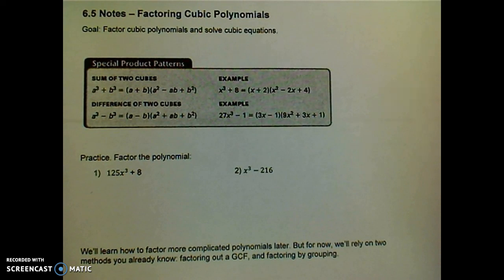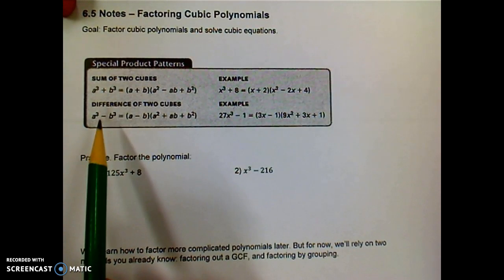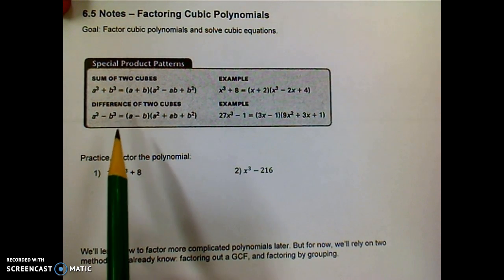Today we're going to look at factoring cubic polynomials and using those skills to solve cubic equations. The very first issue we're going to take a look at is a couple of special product patterns. One of them is when two perfect cubes are added together. We call it the sum of two cubes. And another when we have two perfect cubes being subtracted, the difference of two cubes. And those follow a pattern that's similar with just slight differences.